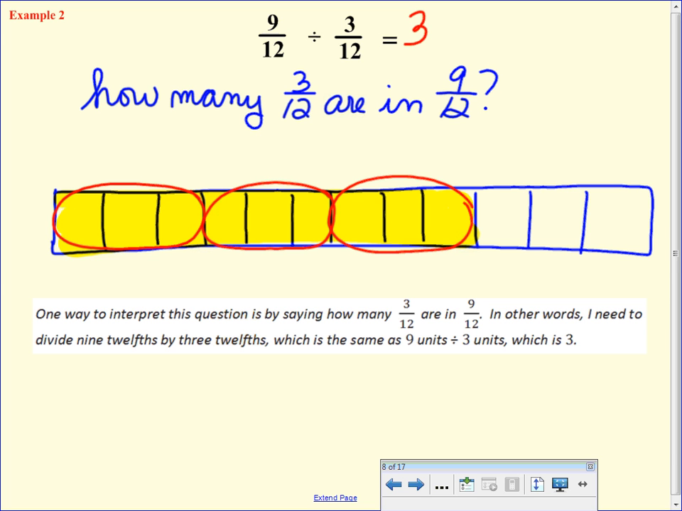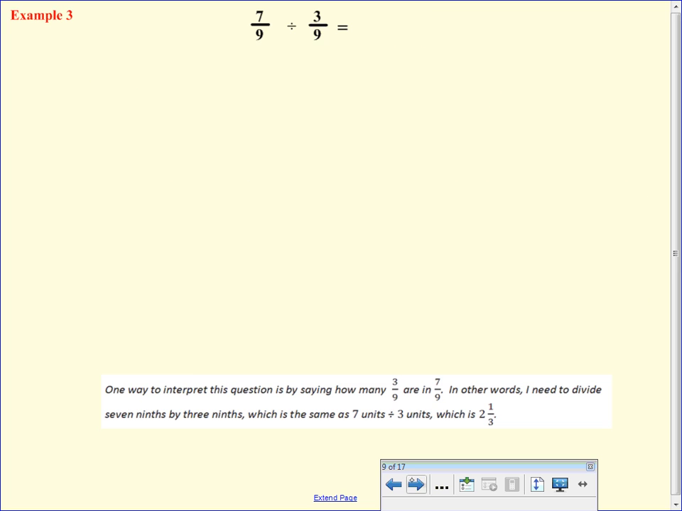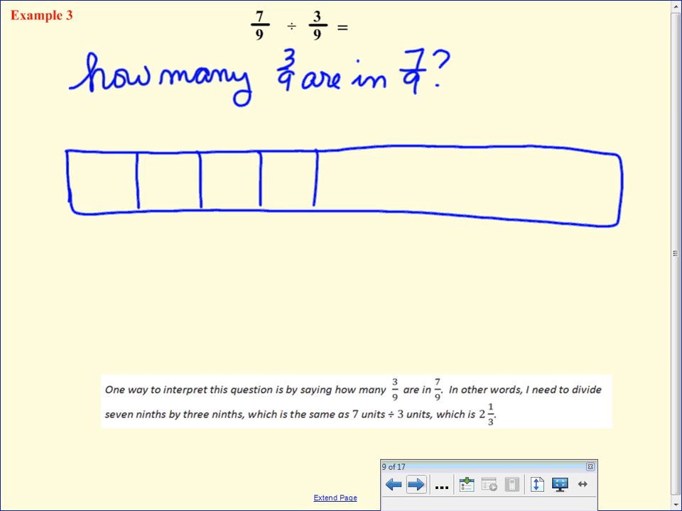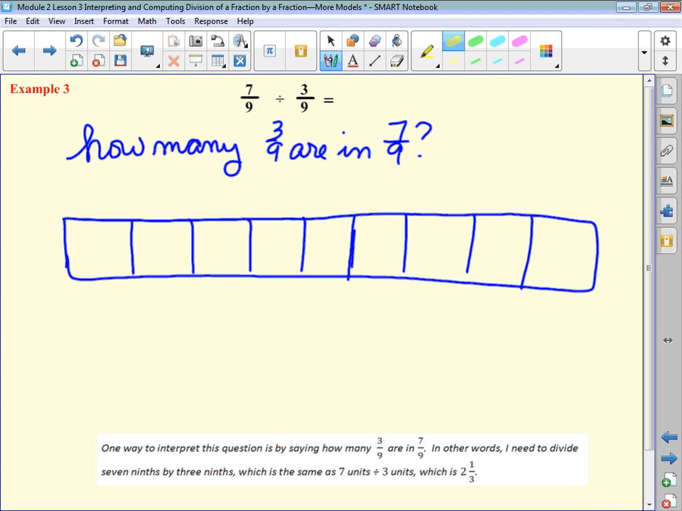Let's look at another one. Can you please go back to the first one again? Sure, we'll do that at the end. We'll go back to that, okay? 7/9 divided by 3/9. So we want to know how many equal groups. So how many 3/9 are in 7/9? Well, let's draw our 7/9. Okay, 7/9.